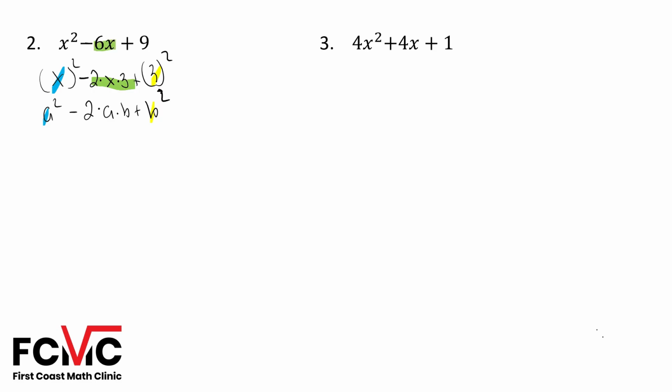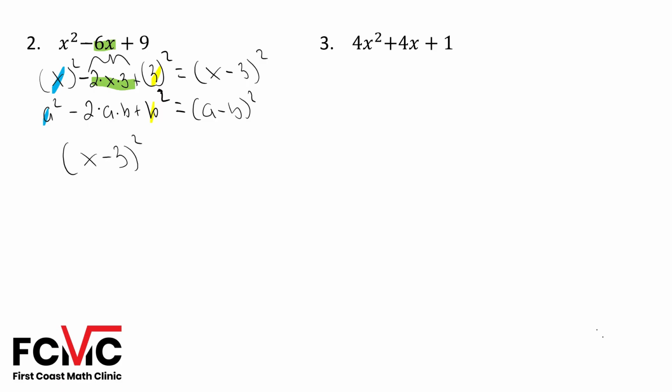First and last terms are perfect squares, and 2 times a times b is equal to that middle term. So we know that a squared minus 2ab plus b squared, well, that's equal to a minus b squared. So this is going to be equal to a minus b squared. A is x, b is 3. So this is going to be x minus 3 squared. So our answer here should be x minus 3 squared.